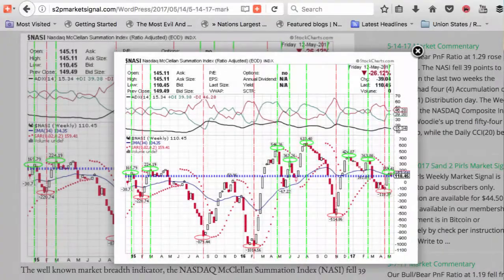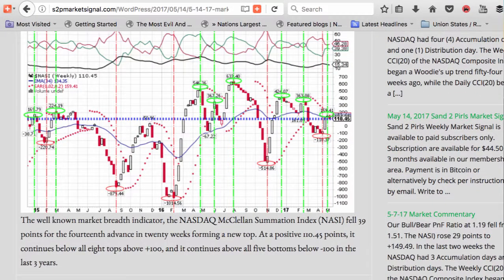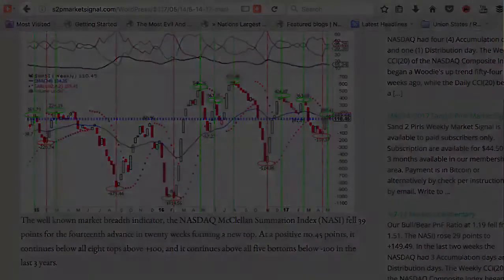The well-known market breadth indicator, the Nasdaq McClellan Summation Index, fell 39 points for the 14th advance in 20 weeks, forming a new top. At a positive 110.45 points, it continues below all 8 tops above plus 100 and continues above all 5 bottoms below minus 100 in the last 3 years.